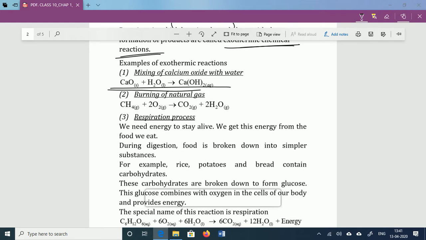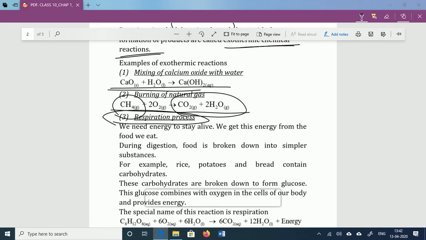The second one is the burning of natural gas. We know that in natural gas the main component is methane. So burning of methane in the presence of oxygen will produce carbon dioxide and water molecules. Now the next process is the respiration process. Our natural respiration process is also an example of an exothermic process.